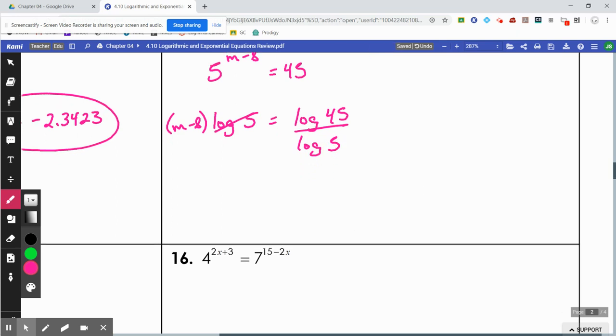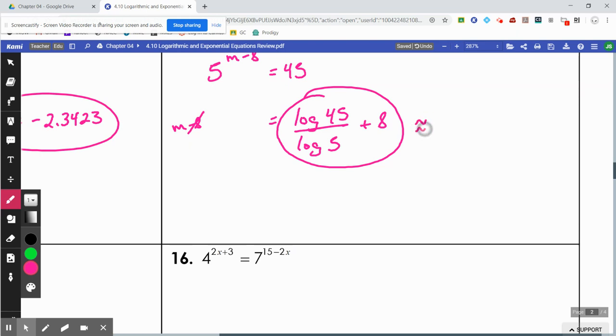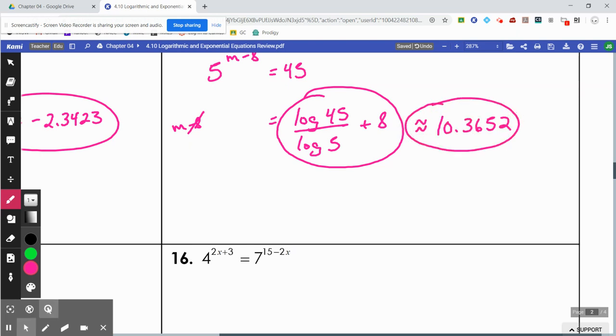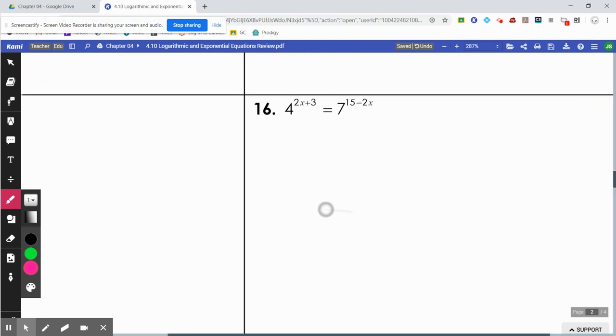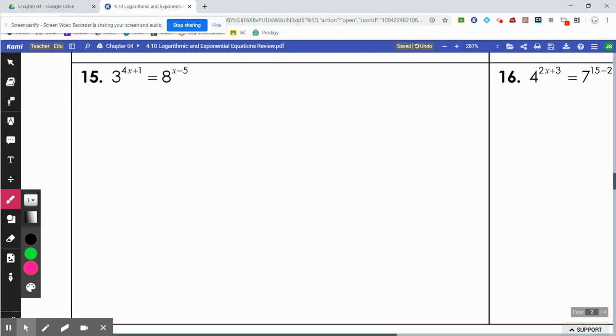So now you have m minus 8 equals that. I'm going to go ahead and erase this and just put m minus 8. And then last step, you just move minus 8 by adding 8. So m is equal to, this is the exact answer. Typing it into your calculator gives you approximately 10.3652.